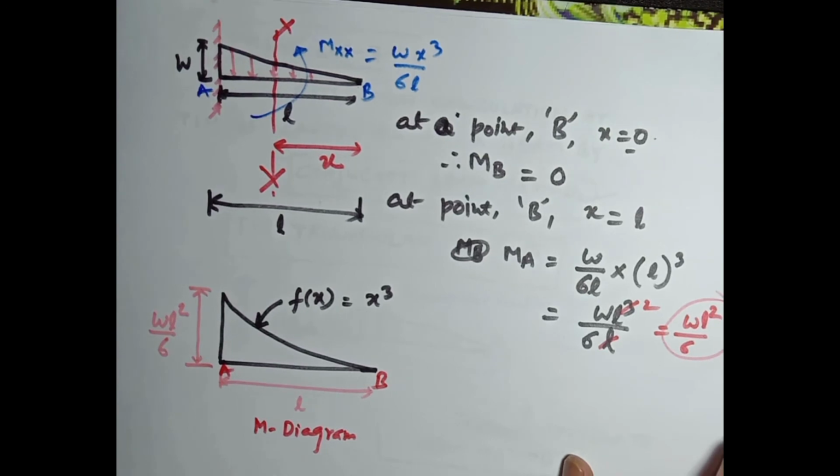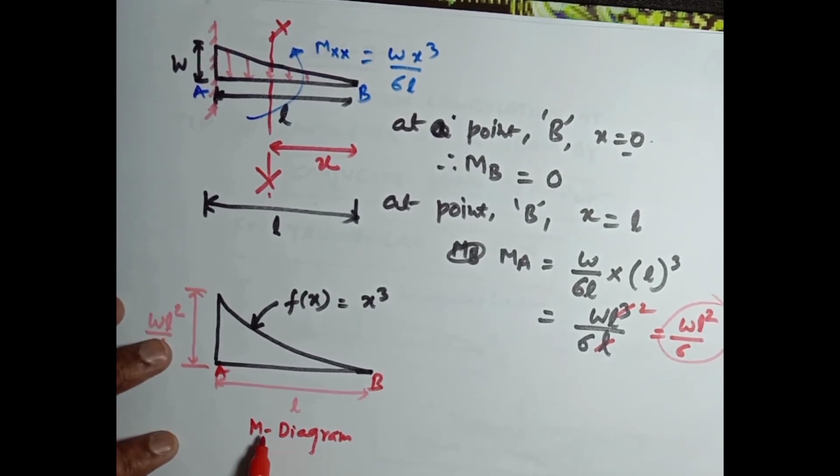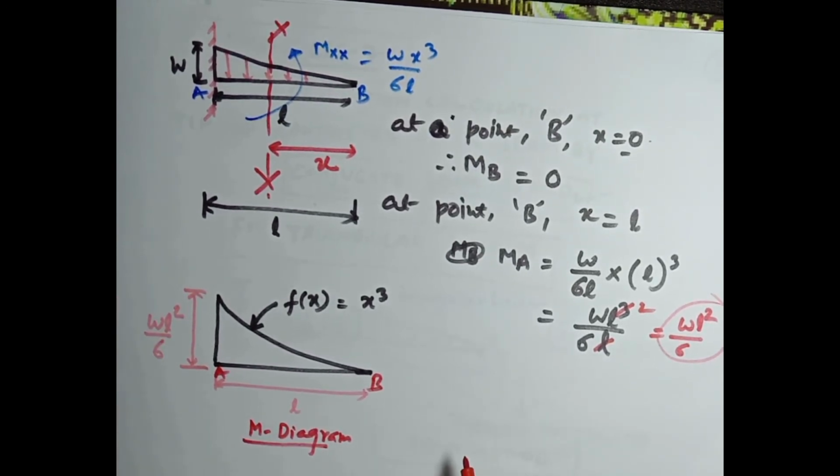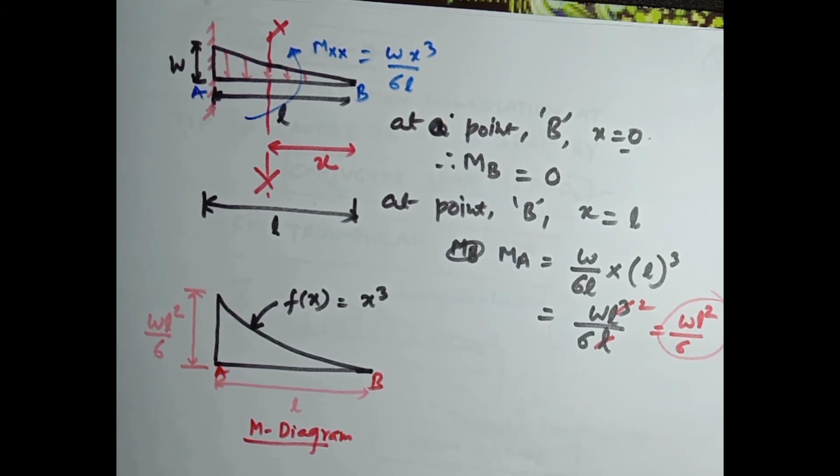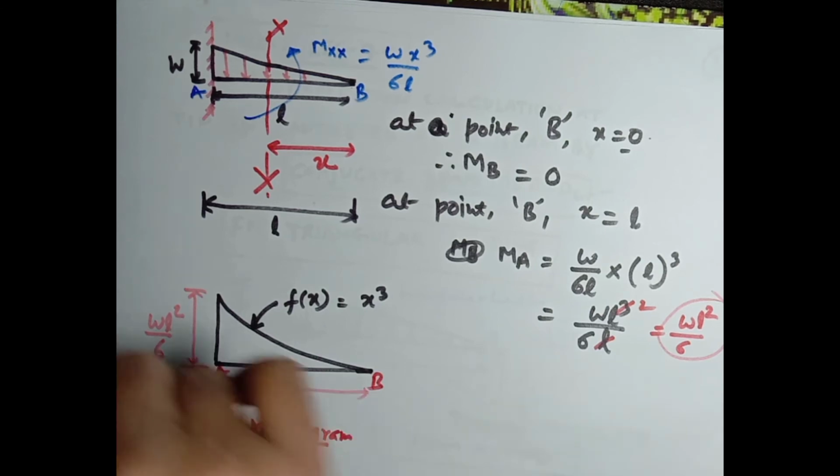This is the M diagram. Now we are going to develop a M over EI diagram. M over EI diagram is nothing but dividing every y coordinate of this M diagram with a constant value of EI, which is the flexural rigidity.